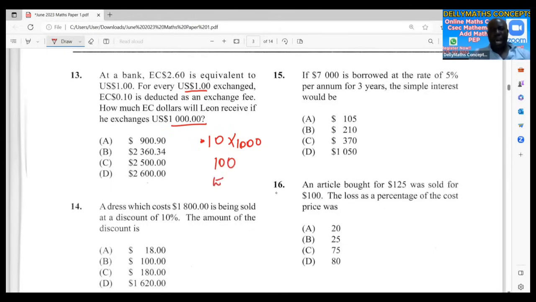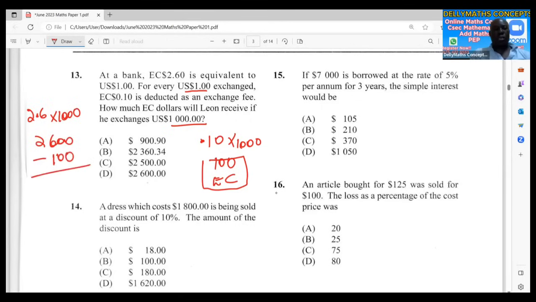This is going to be 100 EC that will be deducted from what? You're changing 2.6 times 1,000. You're going to get 2,600. You're not going to get all of that because $100 will be taken out, right? So it's $2,500 that would be left for Leon.